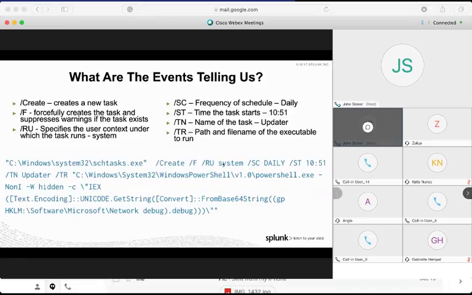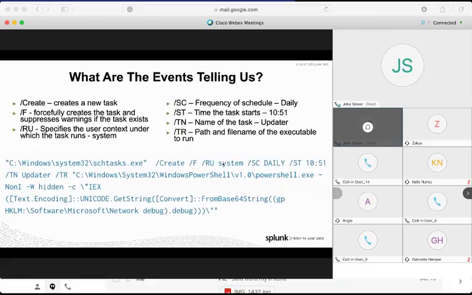I can see that it wants to specify the user runs in the system context. You know, if I want to have something that's running over and over and persistent, system context would be a good place to go. If I want to set up a schedule, right, the frequency, the time, right, obviously a name and then a path, those are different things that I want to look at.